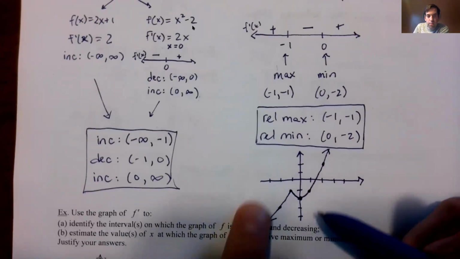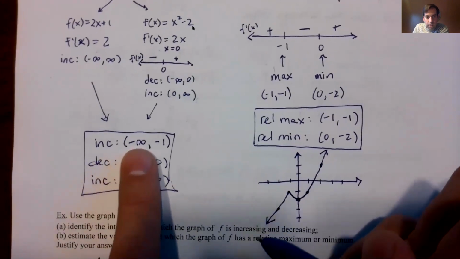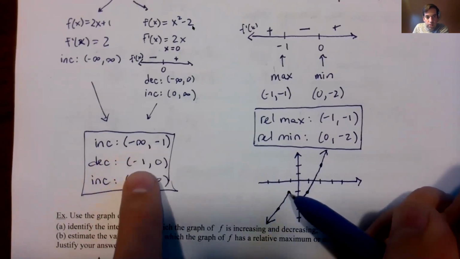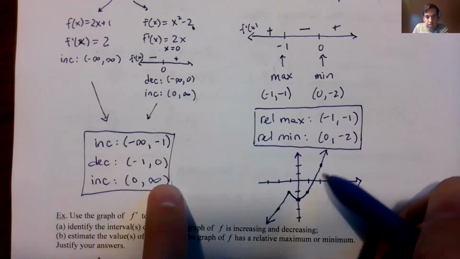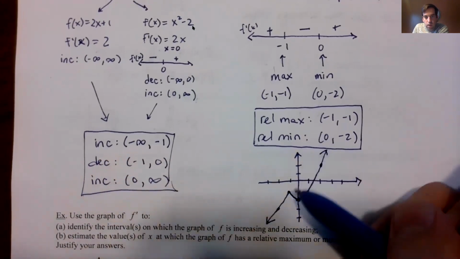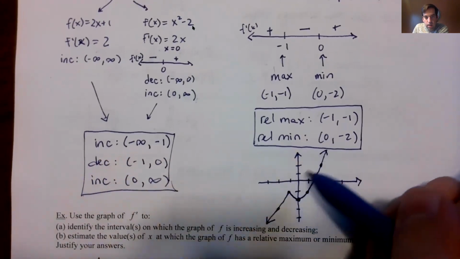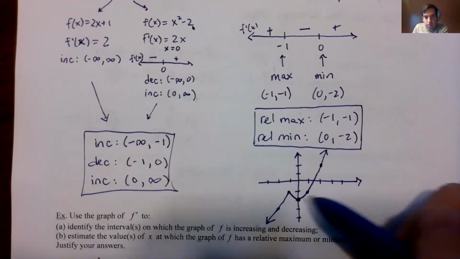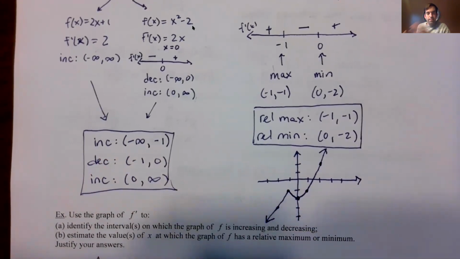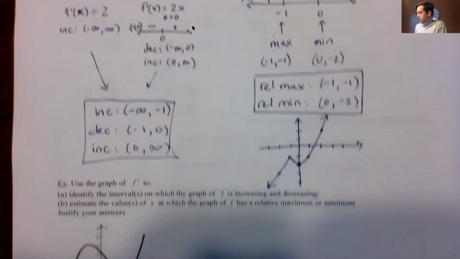And that matches up with what we said, right? We're increasing from negative infinity to -1. We're decreasing from -1 to 0. We're increasing from 0 to infinity. We have a relative max at -1, -1. We have a relative min at 0, -2. All right? There we go. Cool. Let's keep going.